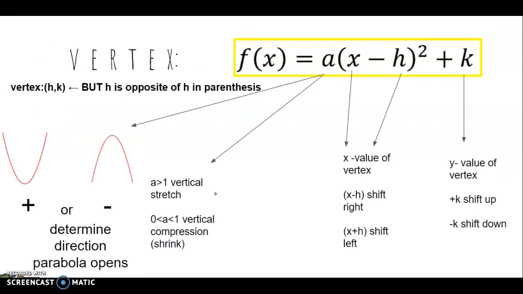The next version of the same type is vertex form. The reason why we call it vertex form is because I can pull the vertex straight from my equation. I've got an H and a K. That's how I build my vertex, (h, k). Remember, the vertex is the lowest point or the highest point. Remember how we did slope-intercept form? We called it slope-intercept because you can find the slope and the intercept just by looking at the problem. Same works here.